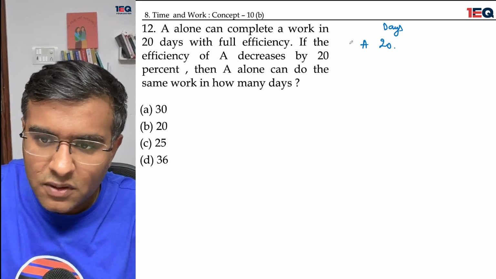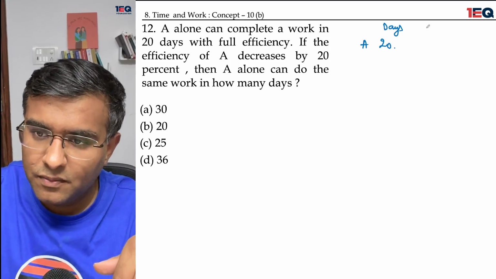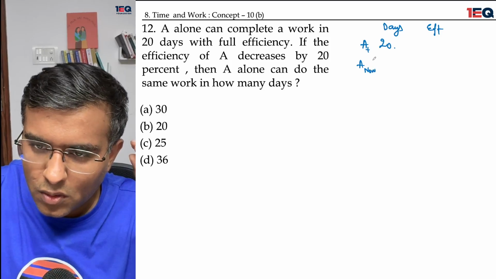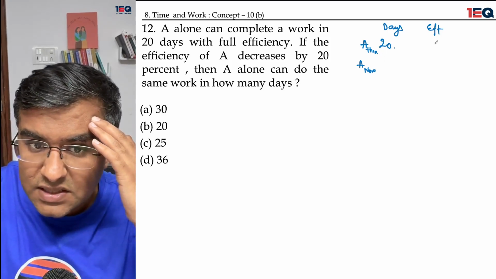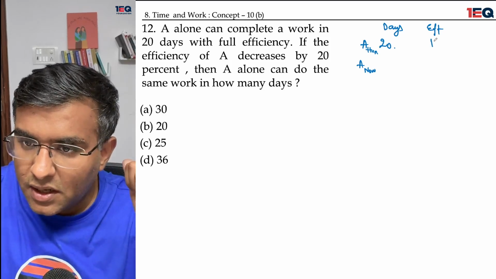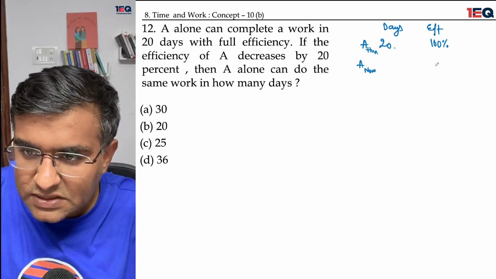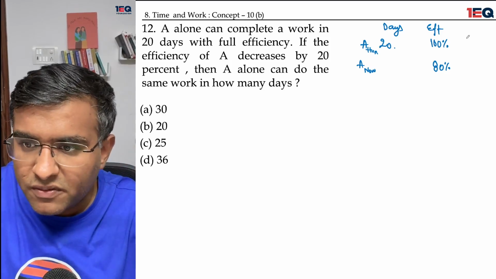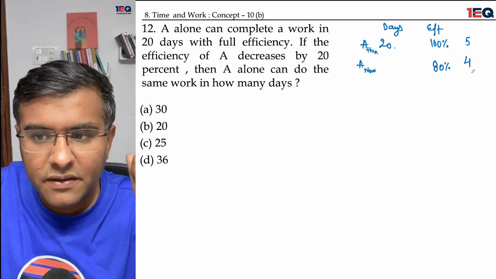A alone can complete a work in 20 days in full efficiency. If the efficiency of A decreases by 20%, compare the efficiency of A then versus A now. This is A then, and this is A now. The efficiency has decreased by 20%. It means he was working with full 100% efficiency here. Now the new efficiency has become 80%. I'll quickly put it down to fractions. The efficiency has become 5 is to 4 as compared, the old guy versus the new guy.